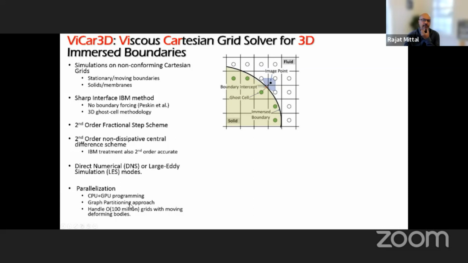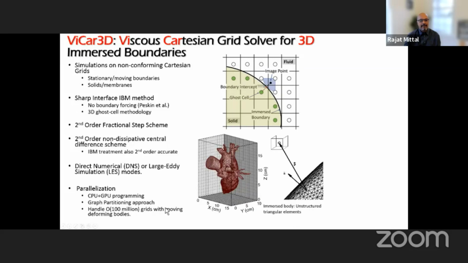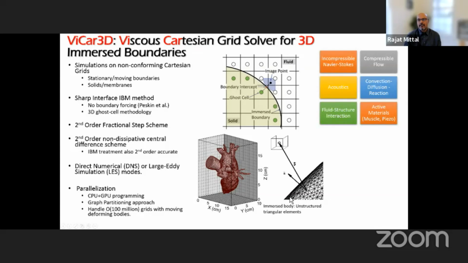It's fully parallelized. A version of this uses CPU and GPU, but we are mostly using a CPU MPI type of programming for this parallelization. And this code can handle very, very large simulations. We have recently completed simulations with over 100 million mesh points with moving and deforming bodies. The way it works is that any immersed body is represented in terms of a triangulated mesh, and that triangulated mesh is immersed inside a Cartesian mesh, and that is how the simulations are done.